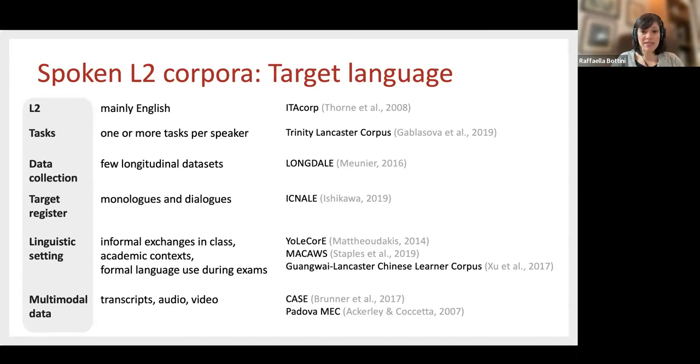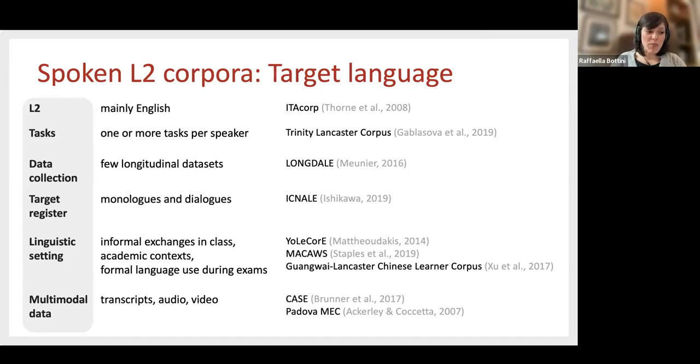And again, you have some examples of these L2 spoken corpora on the right. And we might also want to list multimodal data. And in this case, we have few examples of multimodal learner corpora. For example, the CASE corpus, the Corpus of Academic Spoken English, and the Padova Multimedia English corpus.